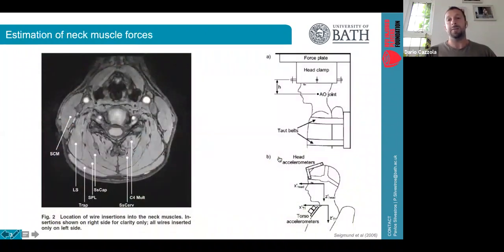In the literature, there have been few attempts in relation to the estimation of neck muscle activation or forces, but mostly these kinds of tests were very much controlled tests in the lab, as you can see here on the right-hand side. From a neck muscle activation perspective, fine wire EMG was used, and that, of course, can be used only in a very controlled environment.